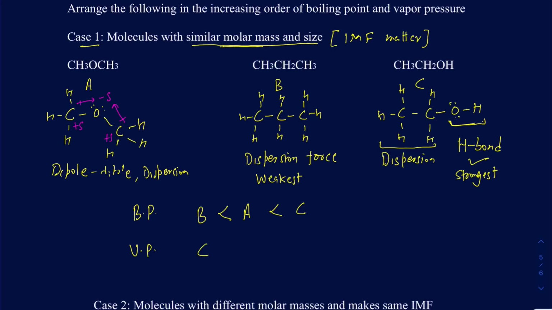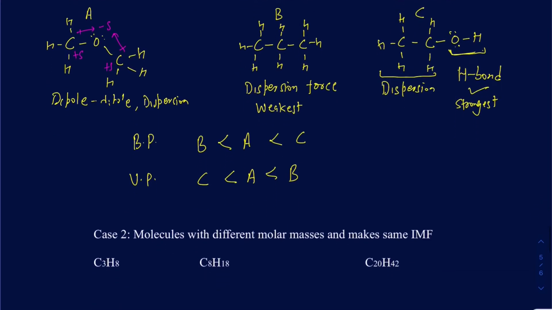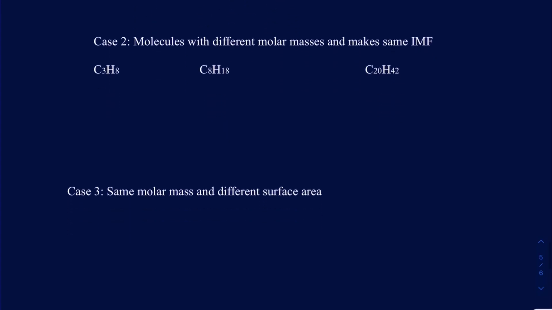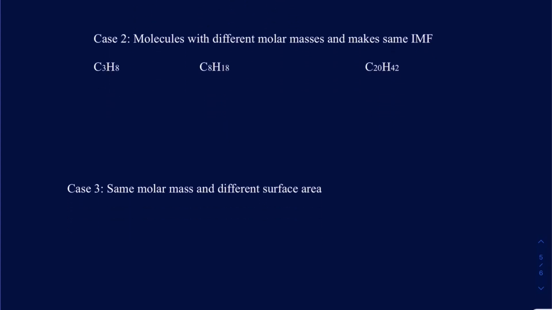So C is going to have the lowest vapor pressure, followed by A, and then B is going to have the highest vapor pressure. So that's how you're going to be looking at it. Okay, so then let's take another example where you have different molar masses. If you have a different molar mass, and if they make the same type of intermolecular forces, then whoever has the bigger molar mass, or whoever is bigger in size, technically wins in terms of the boiling point.